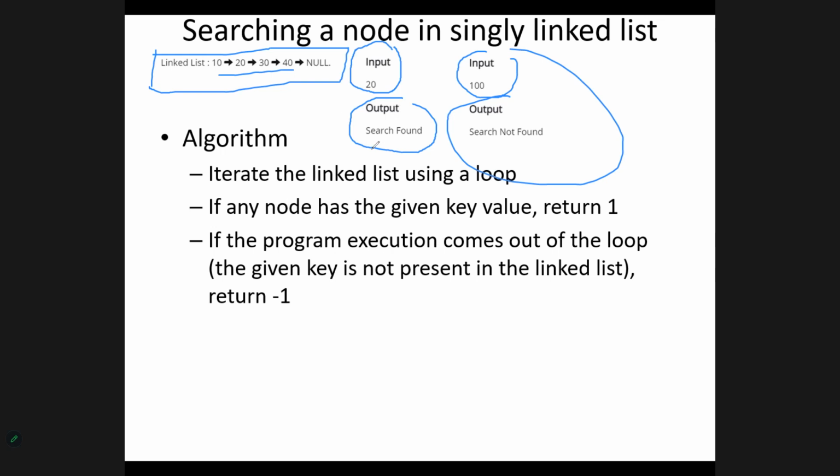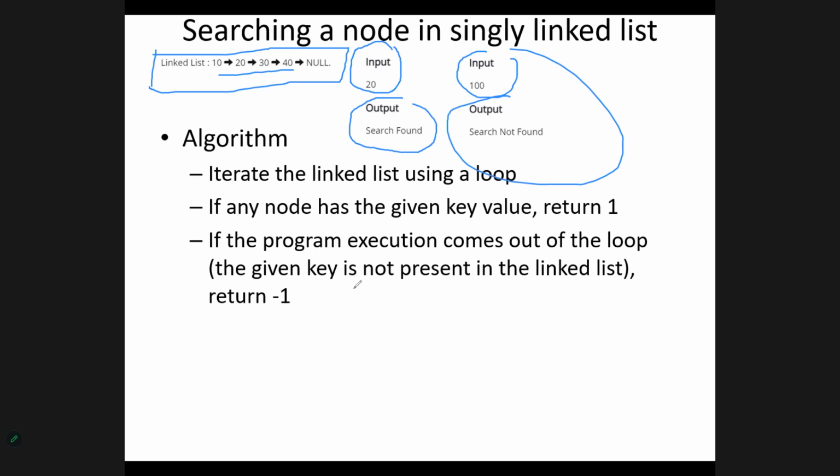right? So we already discussed this algorithm, right? So iterate the linked list using a loop, because we need to go through. If any node has a given key, then return 1, right? If the program execution comes out of the loop, that means we are at the end and we did not find it, then we will return -1, right? So that means 1 means search found, -1 means search not found, right?